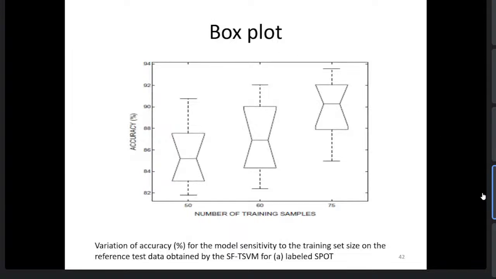Okay, so here you see that it is the box plot. One that is very important for investigation purpose, okay, data exploration purpose. Many of you know the box plot. Here you see the number of training samples: 50, 60, and 75, which is shown earlier. And the box plot has the lowest value, you know the highest value. Actually, the box plot has four parts.